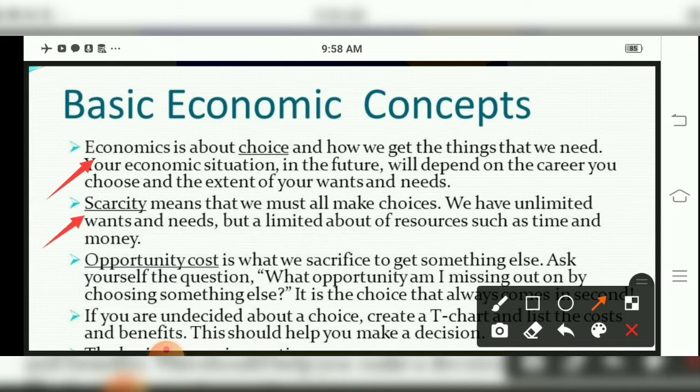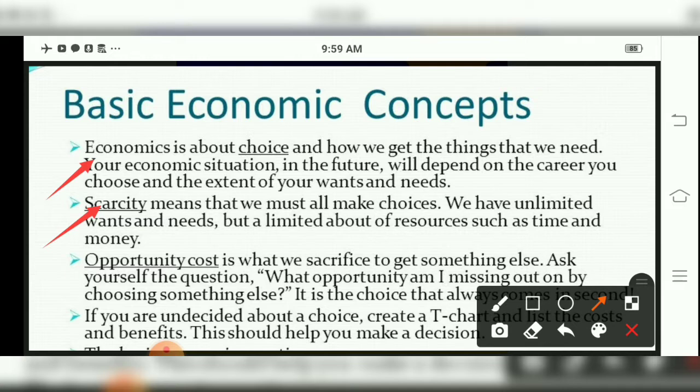Then the second basic concept in economics is scarcity. Scarcity means what? In simple words, children, less. So scarcity means that we must make choices. All will make choices. But what is there? We have unlimited wants and needs. Human beings, children, we are human beings by nature. So human beings' needs never get satisfied.